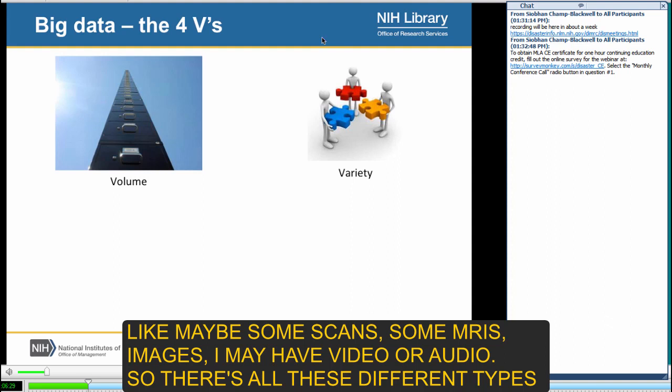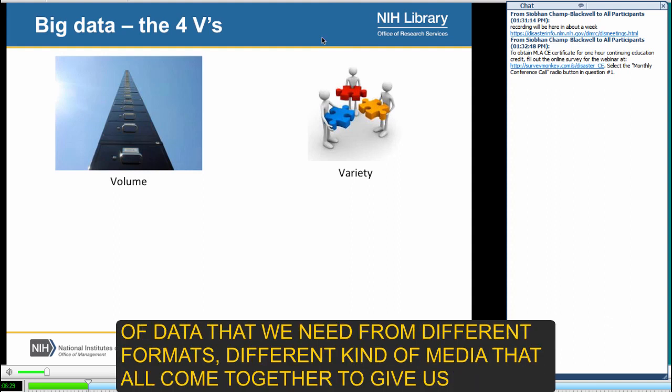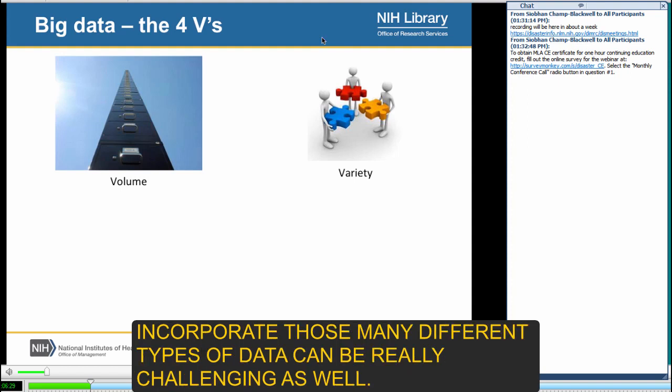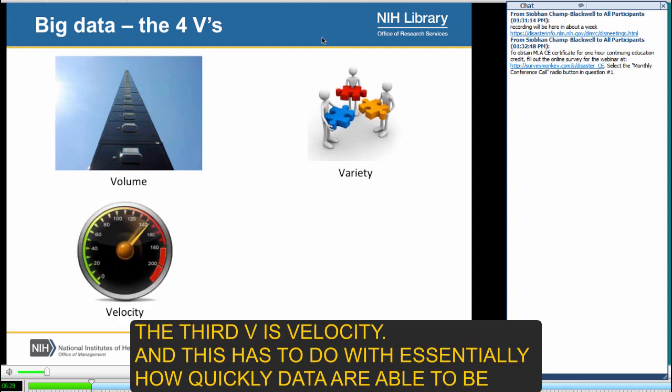So there's all these different types of data that we need, from different formats, different kinds of media, that all come together to give us information about an individual or a scientific concept. And figuring out the ways to incorporate those many different types of data can be really challenging as well.